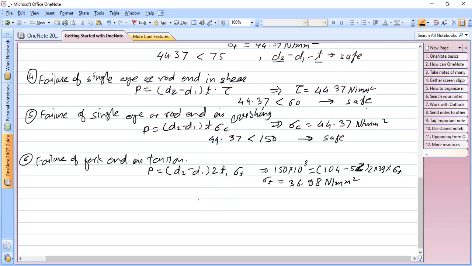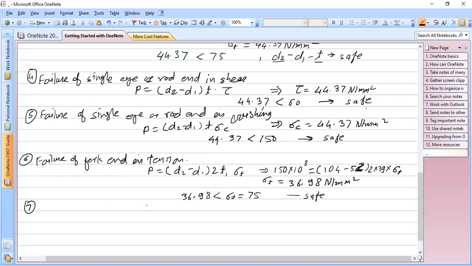We got this value. So based on this, you can see here 36.98 is less than our given sigma T. How much sigma T is given actually? 75 megapascal. So we can make the reason here: it is safe. Okay. Similarly, we'll check for fork end in tension now.